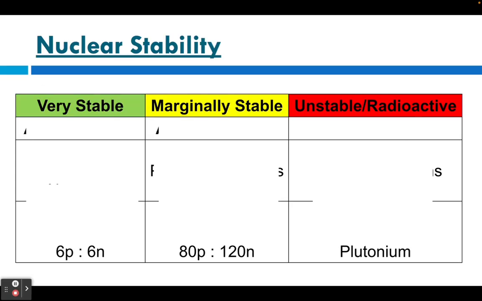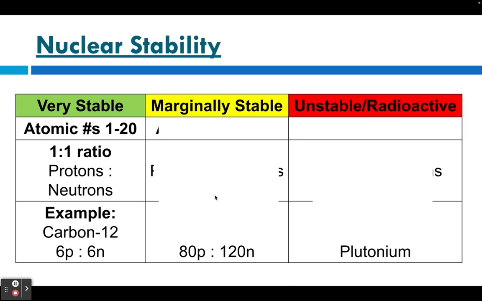So, nuclear stability. When we're looking at nuclear stability, there's very stable. So, you have this 6 protons, 6 neutrons, where you saw that 1-to-1 ratio, that's stable. Marginally stable, you kind of see about 120 neutrons to 80 protons. If you're in the atomic numbers in the range of 1 to 20, you're in the very stable range where the numbers are equal, 1-to-1. So the ratio is 1-to-1 for protons to neutrons. An example would be carbon-12. Carbon-12 has a 1-to-1 ratio for protons to neutrons.